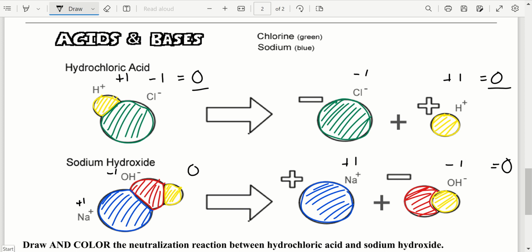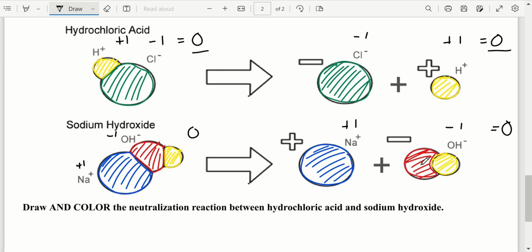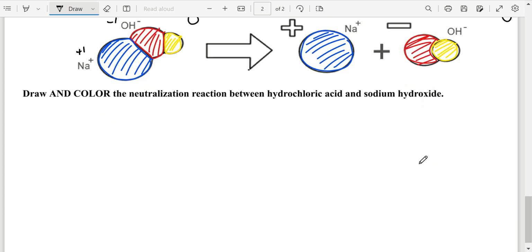Okay. So now we have one remaining question. It says draw and color the neutralization reaction between hydrochloric acid and sodium hydroxide. So hydrochloric acid is HCl and sodium hydroxide is NaOH. And that's what we kind of just did in pieces up there, okay?